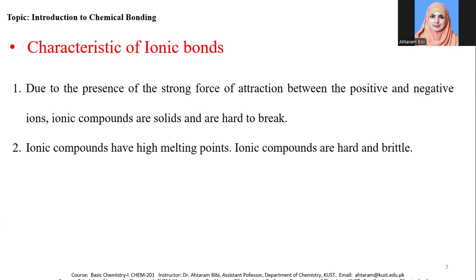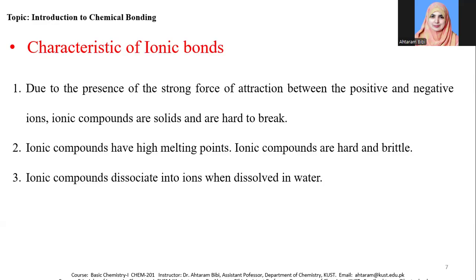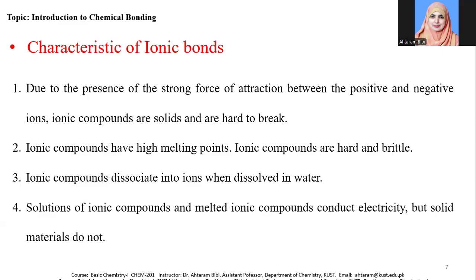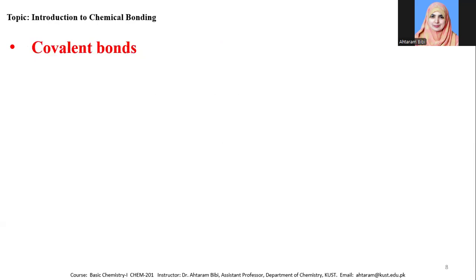Ionic compounds are hard and brittle. We generally see that all the ionic compounds are brittle in nature, they are hard, and they have a high melting point. Ionic compounds dissociate into ions when dissolved in water. For example, if we dissolve sodium chloride, the sodium ion and the chloride ion are formed. Solutions of ionic compounds and melted ionic compounds conduct electricity, but solid material does not. In solid state, the ionic compound does not conduct electricity, but when it is in molten state, it conducts electricity.